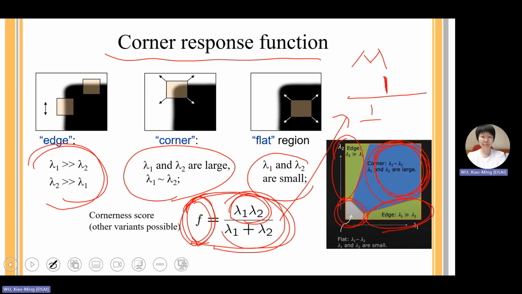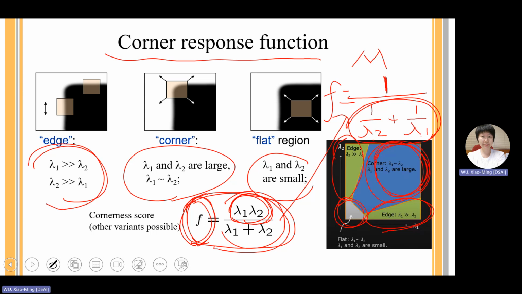So we divide the numerator and denominator by the same term, lambda 1 and lambda 2, right? So this is equal to lambda 2 plus lambda 1, right? So when both lambda 1 and lambda 2 are large, then this term is pretty small, right? And then this term will be large, f will be large.